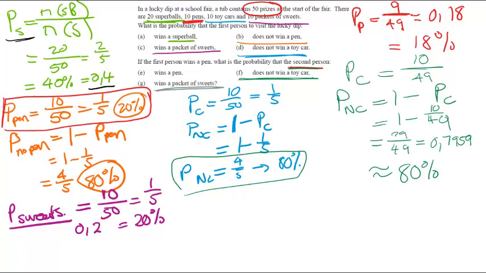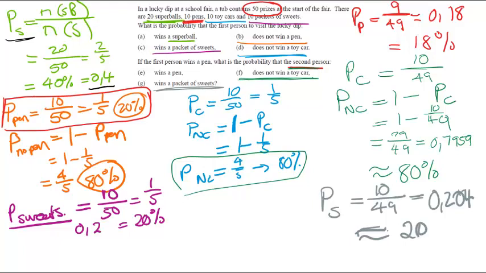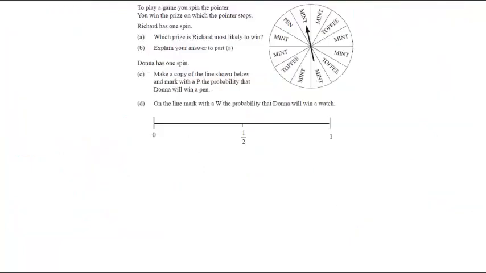The last one is asking me, what is the probability of you getting a packet of sweets if you are winner number 2? So the probability of getting sweets is going to be, there are 10 packets of sweets left out of 49 prizes left. So that means that we are sitting with 10 over 49, and that is a decimal of 0.204, and that then translates to a percentage of 20% chance of you getting sweets. Let's do one more question.